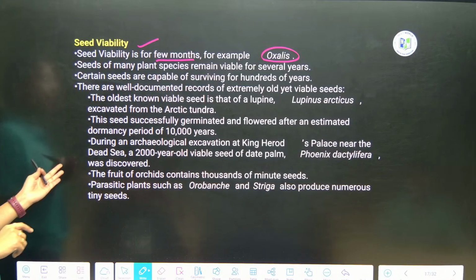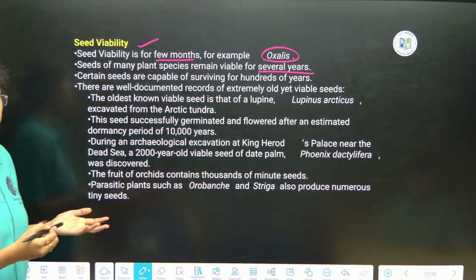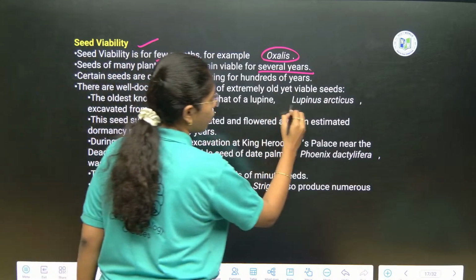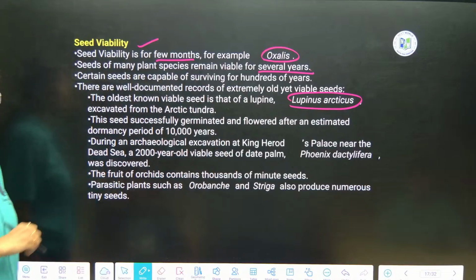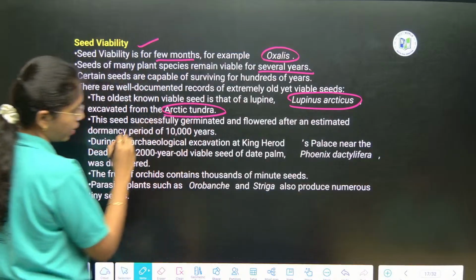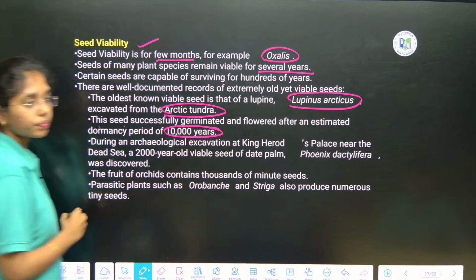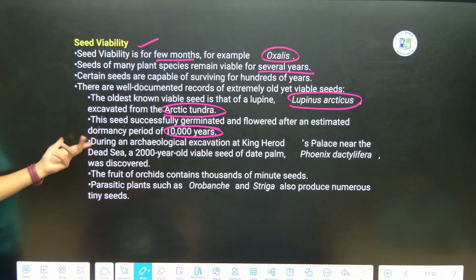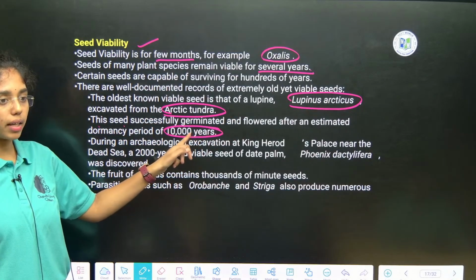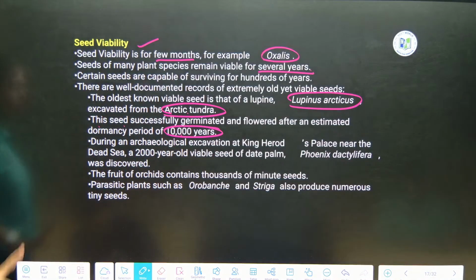Seeds of many plant species are viable for years. For several years seeds are viable. For example, Lupinus arcticus seeds, which were excavated, that means taken from the region of the Arctic tundra, successfully germinated after 10,000 years. This is a direct example from your NCERT we can expect. So, what is the seed viability period of Lupinus arcticus? 10,000 years. From which region was it extracted? Arctic tundra. That is one thing you have to remember.